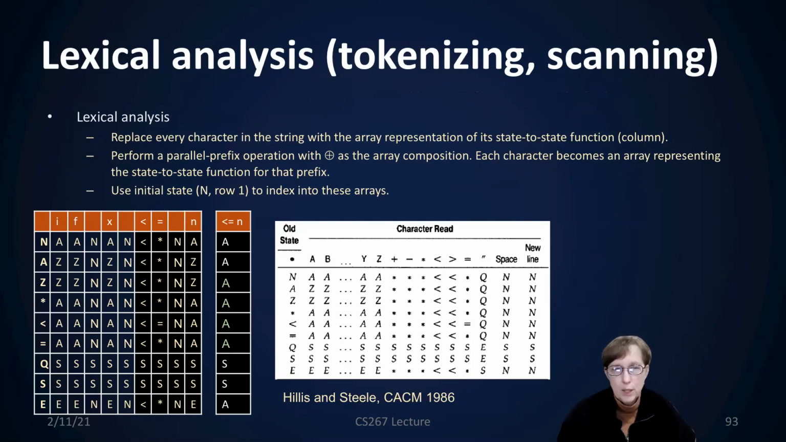Well, the answer is that you can think of this kind of table, and look at the table here that's in white, and you can build, for every character in the input string, its next state based on an assumption of what state it was coming from. So for the input text here, which is IFX less than equal n, we're going to build, just looking at the I by itself.